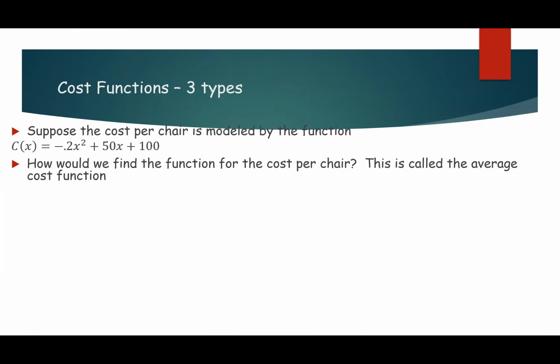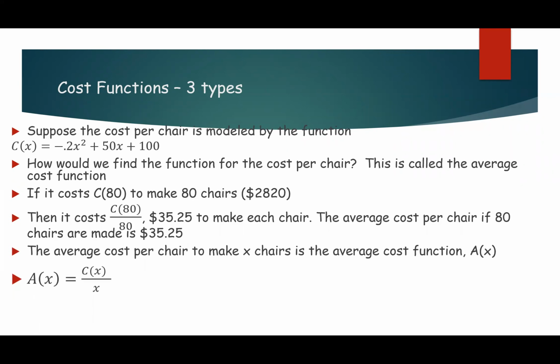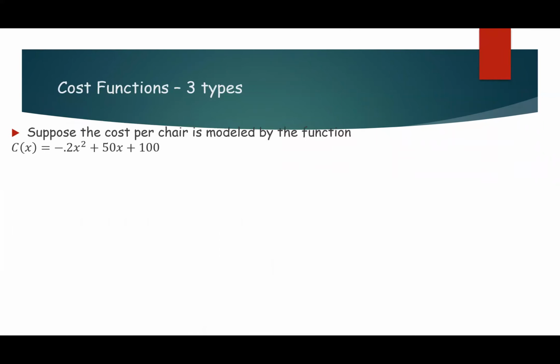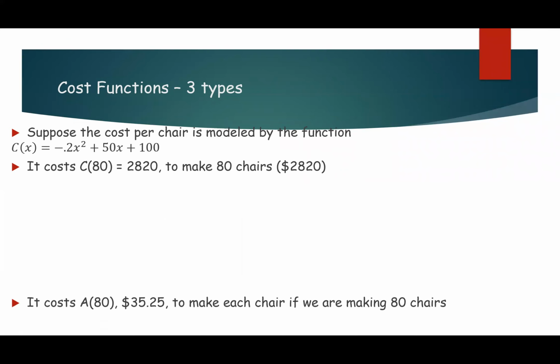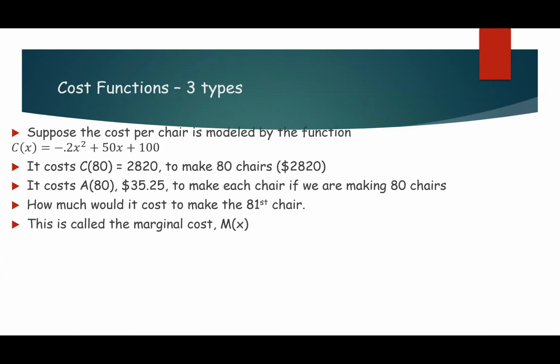All right. So we talked about the cost function. There's the function for it. We talked about the average cost per chair, which is right there, the average cost function. Now, what's the third type? Well, suppose we're making 80 chairs. The marginal cost would be, what would it cost to make that 81st chair? It costs $35.25 per chair on average, but how much would it cost to make that 81st chair? That's called the marginal cost, the next chair up.